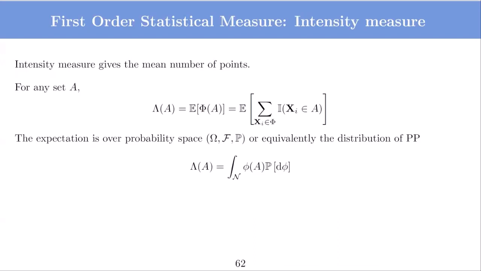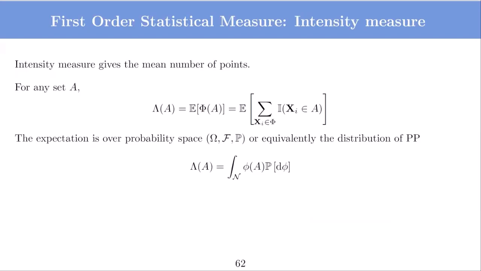For any set A, we denote the intensity measure as capital Lambda of A, and capital Lambda of A is nothing but the expected value of Phi of A. Recall that Phi of A is the number of random points in A. Then you take the expectation, and you get the mean number of points in A.